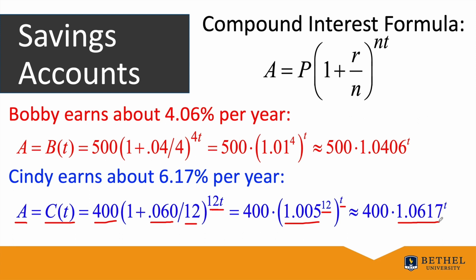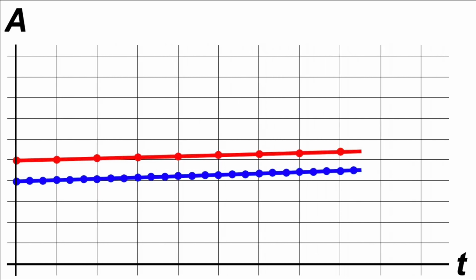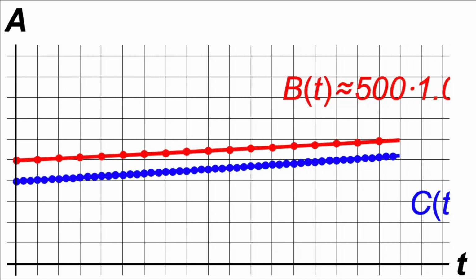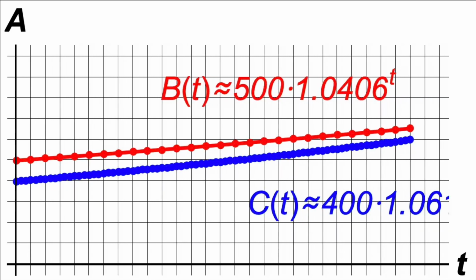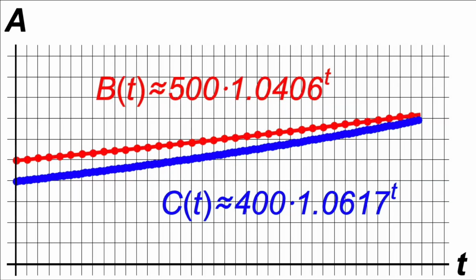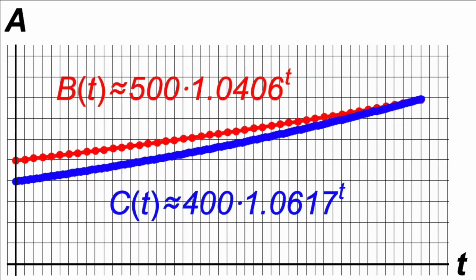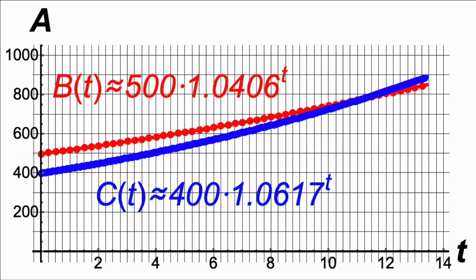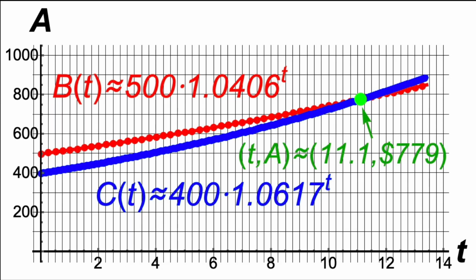We don't yet have the algebraic tools to figure out when Cindy's amount passes Bobby's, so let's take a graphical approach. The red graph shows Bobby's amount with interest accruing every quarter, while the blue graph shows Cindy's amount with interest accruing every month. You can see that eventually Cindy's graph does catch up and pass Bobby's graph. Using technology, their point of intersection can be found to have coordinates t, A approximately 11.1, 779. In other words, Cindy passes Bobby after about 11.1 years when both of their balances are about $779.